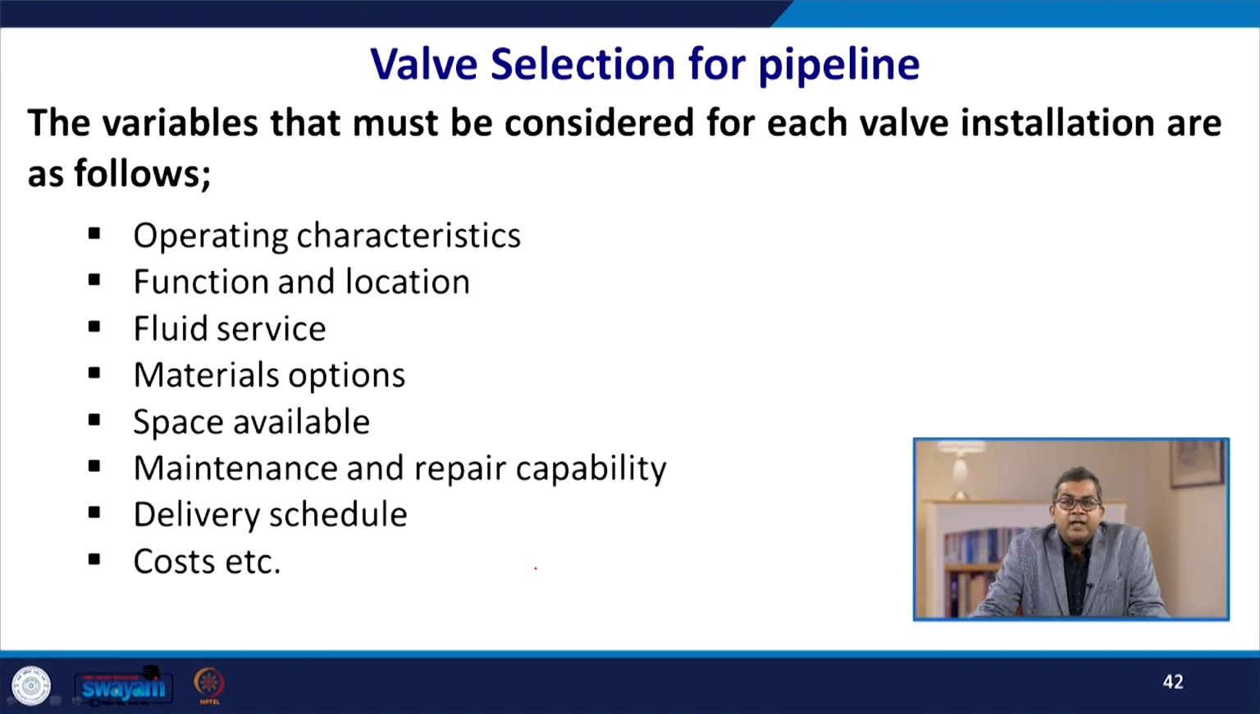Now, there are certain variables that must be considered for each valve installation. One must know the different operating characteristics, what function is required and where the valves need to be located, then fluid services, which kind of fluid services need to be done, then material options, space available, maintenance and repair capabilities, delivery schedule, cost, etc. All these factors or variables must be considered.